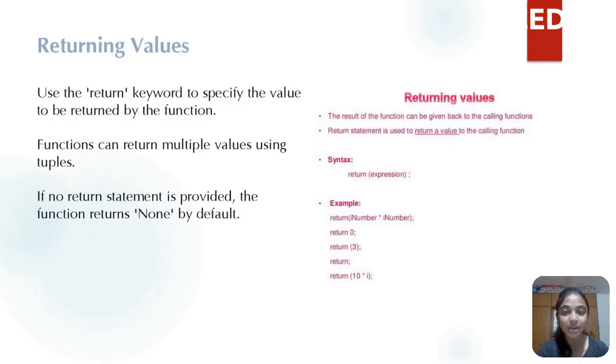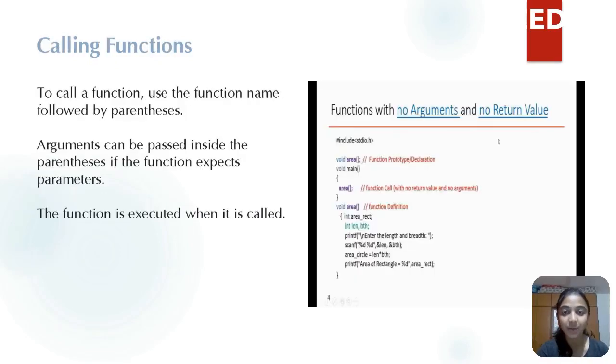Returning values. Use the return keyword to specify the value to be returned by the function. Functions can return multiple values using tuples. If no return statement is provided, the function returns None by default. The result of the function can be given back to the calling function. Return statement is used to return a value to the calling function.